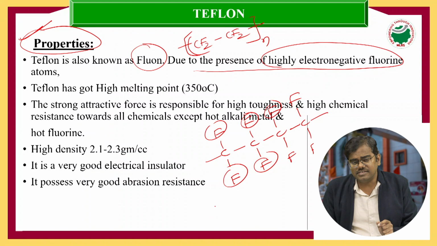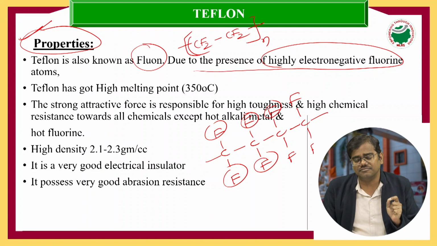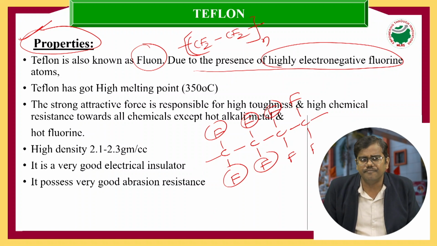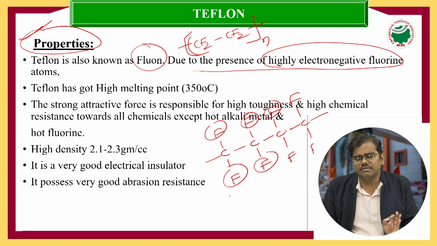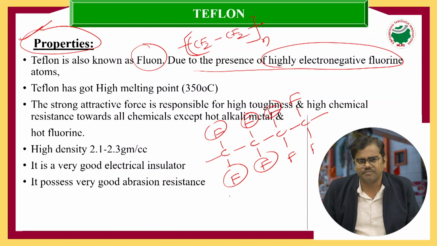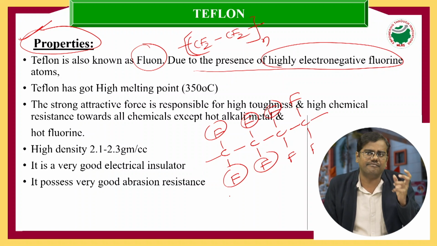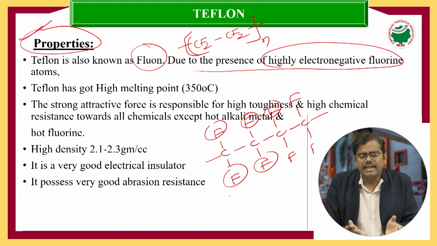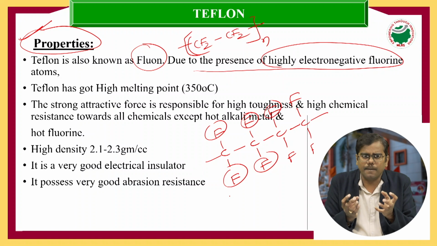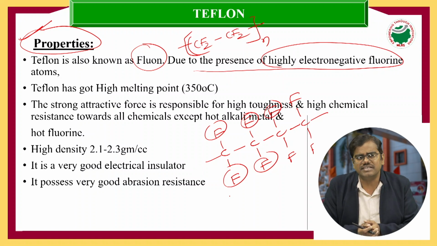Due to the presence of high electronegativity atoms, what is the concept of electronegativity? Electronegativity is nothing but the capacity to attract the electrons towards itself. That's why fluorine has more power, more capacity to attract the electrons towards itself.